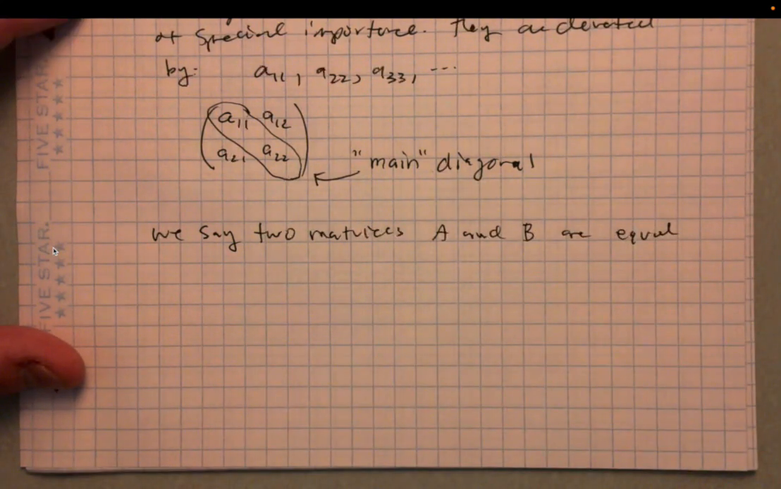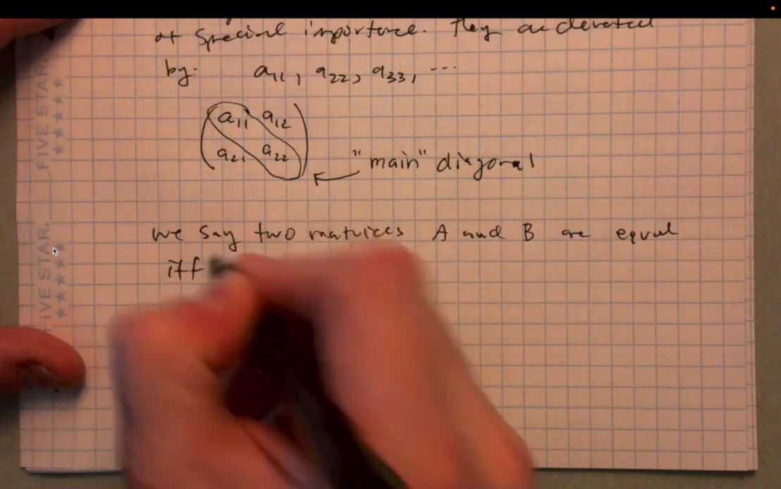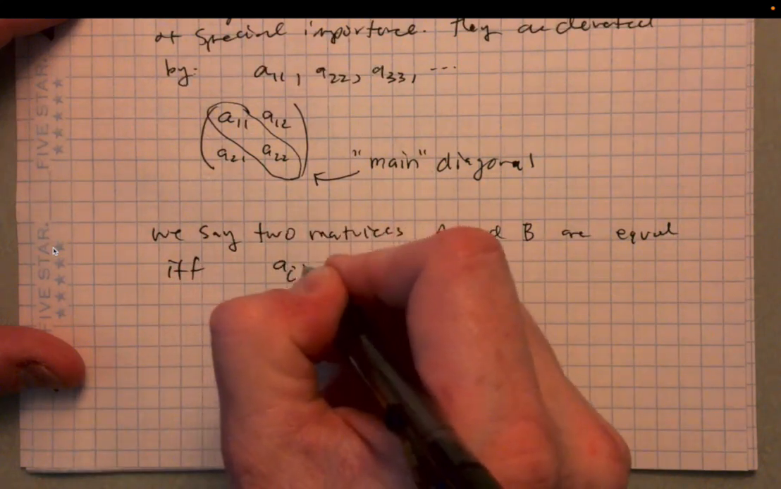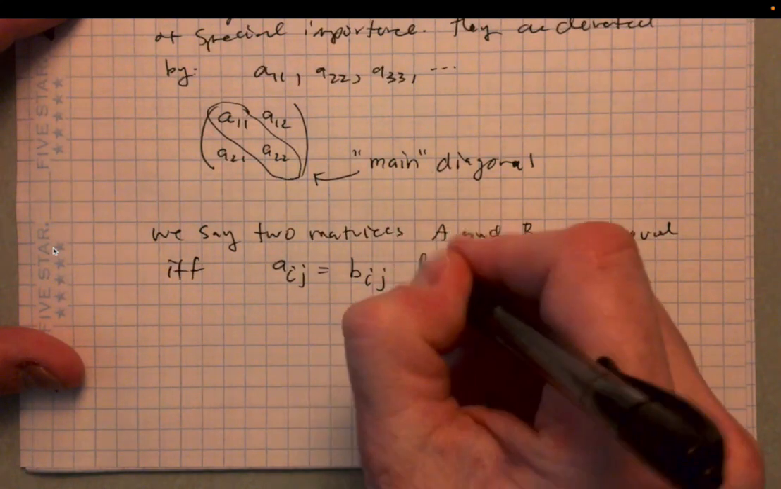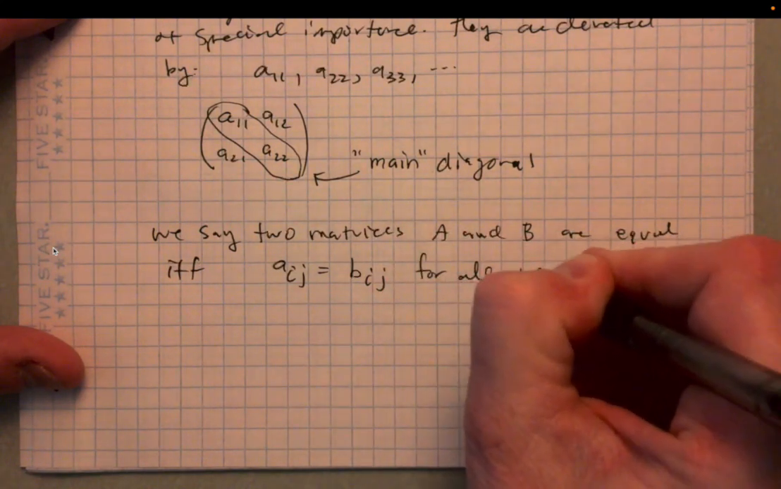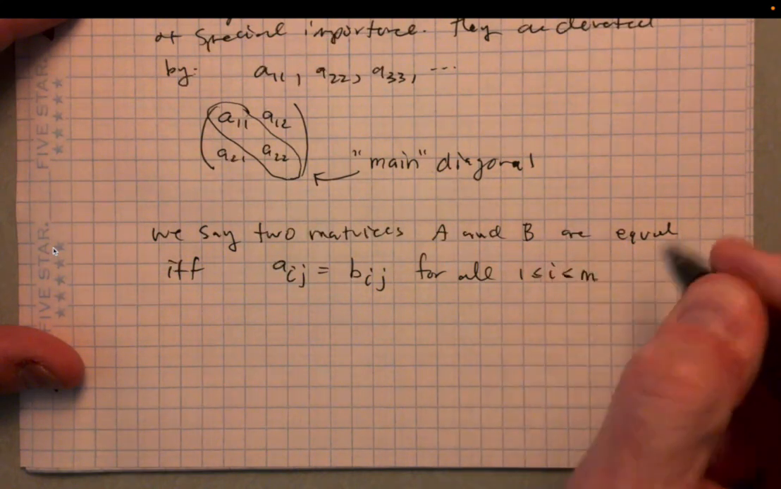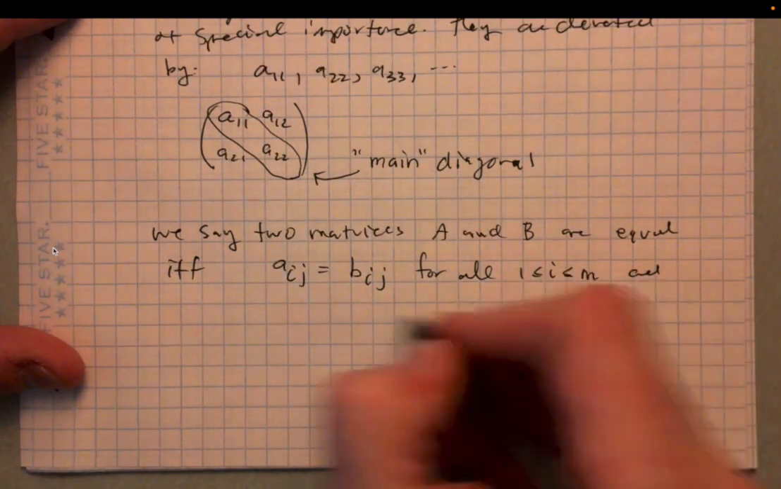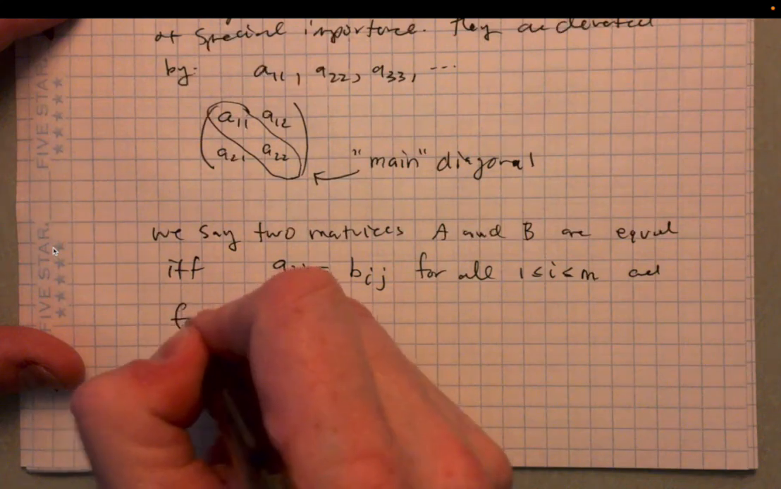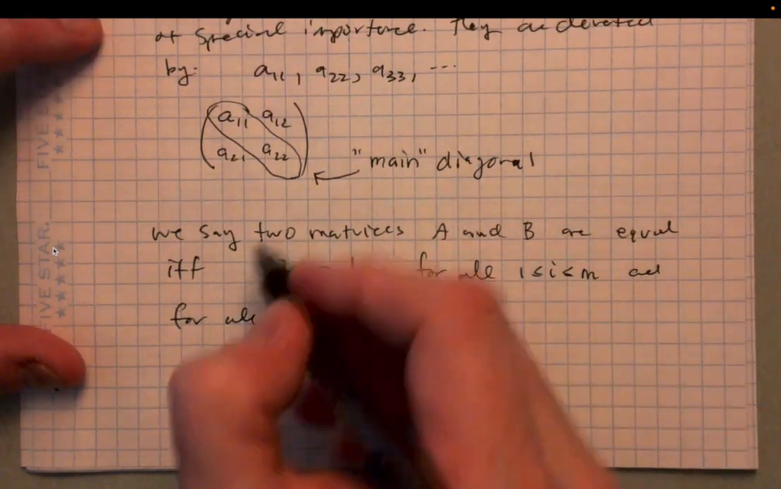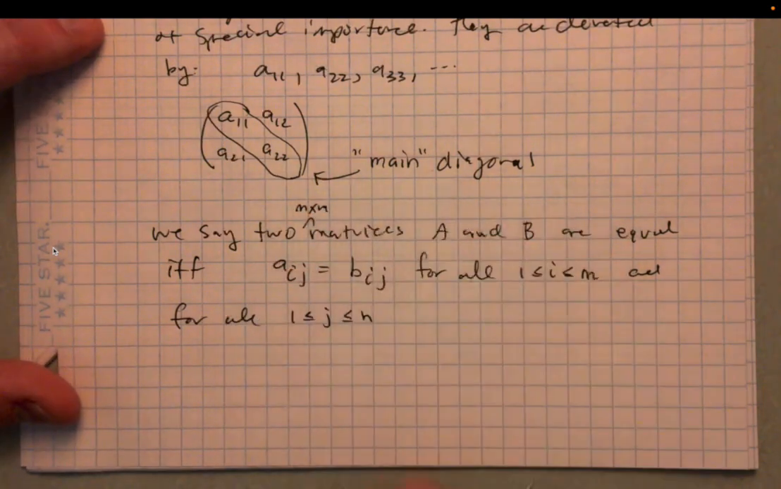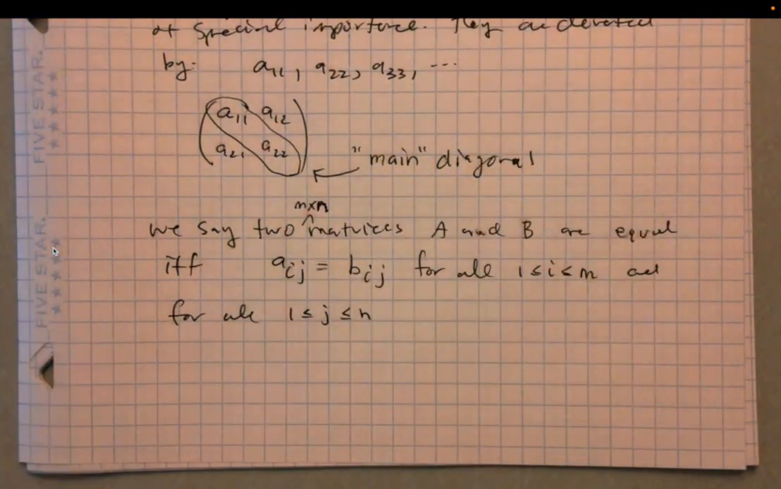So two matrices A and B are equal if and only if Aij is equal to Bij for all 1 less than or equal to i less than or equal to m, and for all 1 less than or equal to j less than or equal to n. So we say two m by n matrices, I should say. Basically the corresponding entries have to be the same.